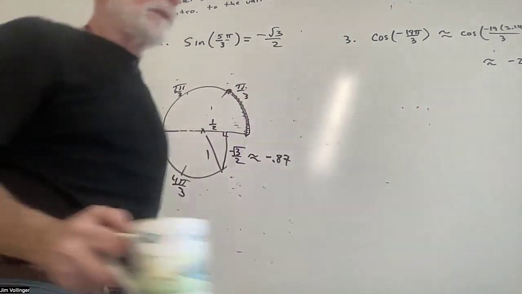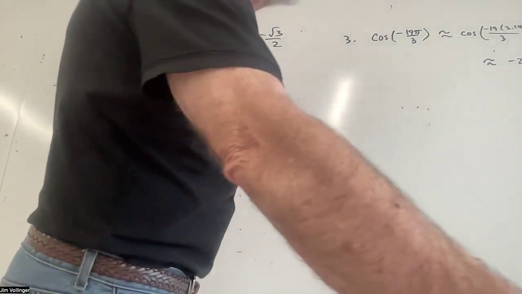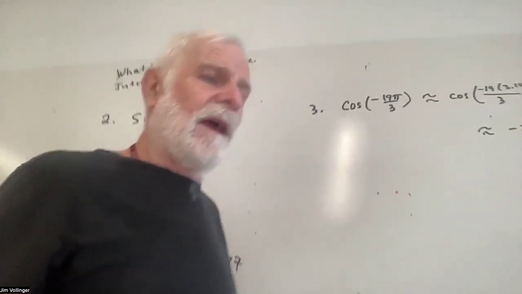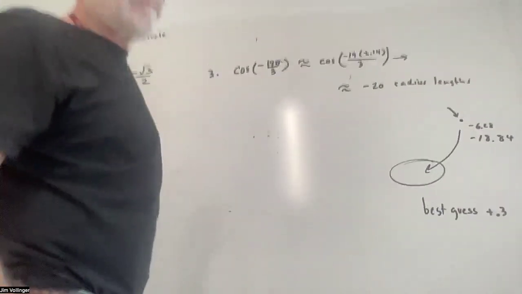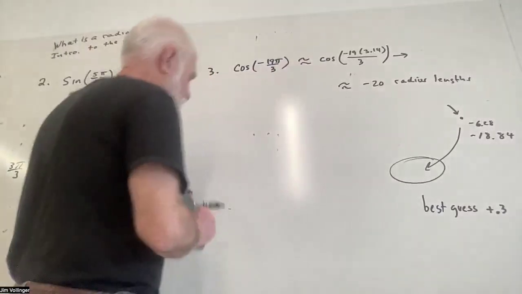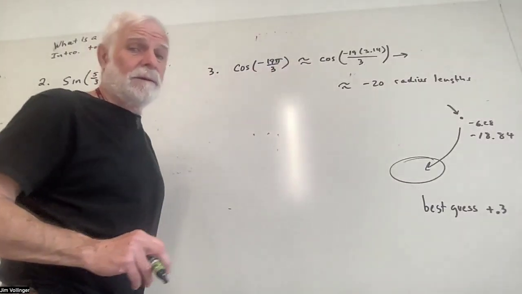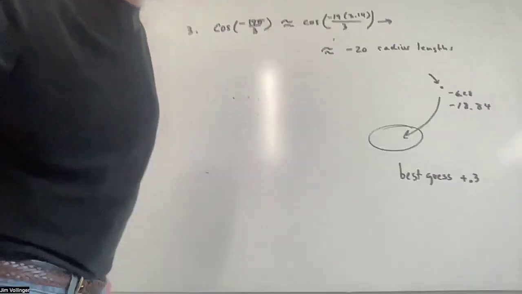So what's the cosine of negative 19 pi over 3? Negative 18 pi over 3 is 6 pi. I'm going one more. I think it's a half. Let's find out, because I don't trust my mental math anymore when I'm talking to you.